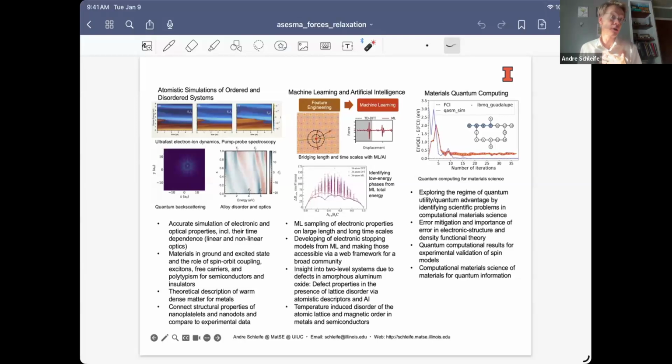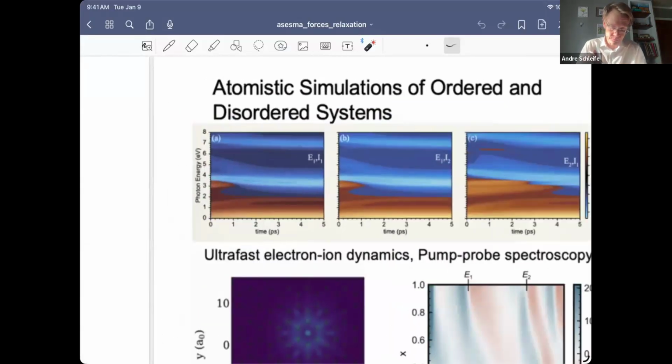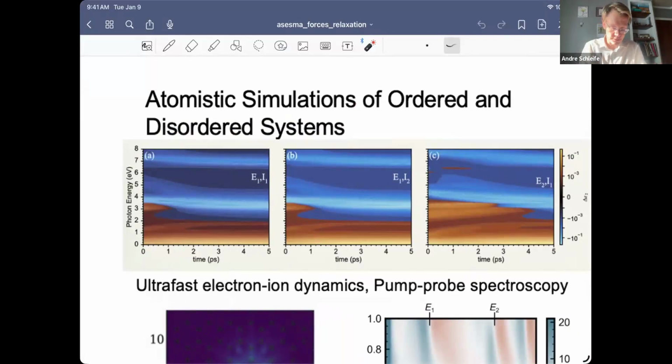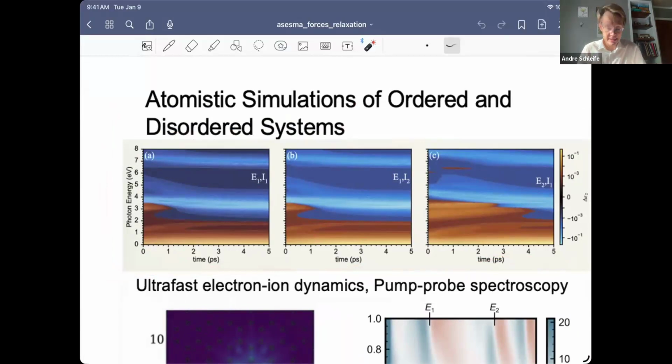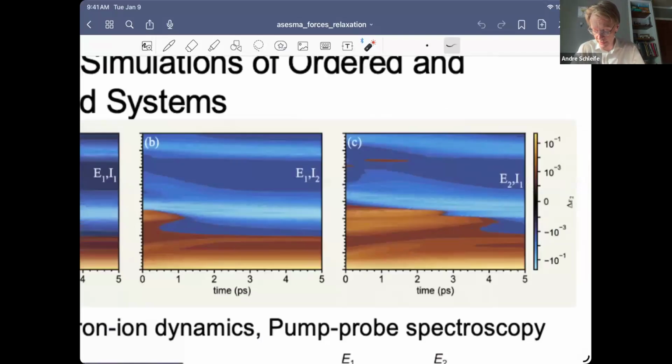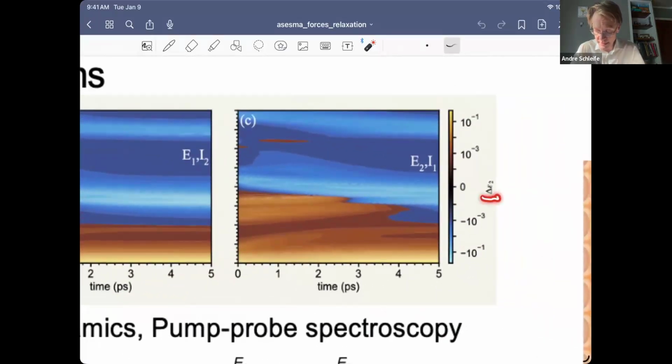I will not talk about electronic and optical properties today in the presentation, but what we're interested in in my group is to study optical spectra. For instance, what you see here is a pump-probe spectrum of a material. As you can see, as we change time, the time scale that we're looking at is fast. Here, for instance, you see a time scale of picoseconds. That's fast, and we would like to simulate the spectrum. The spectrum you see here, maybe I can zoom in here.